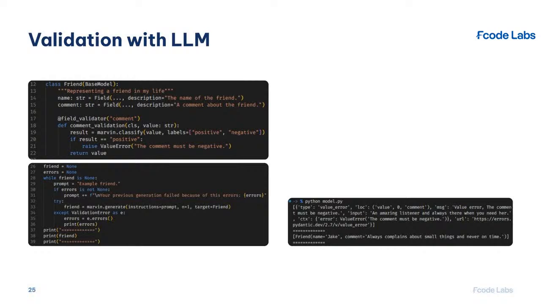And in the same loop, I run this application, and being LLMs are trained to do positive things, the first time it generates a positive comment. The input to the chat generator is: the comment is an amazing listener and always there when you need her. But Marvin identifies it as a positive comment and throws a value error. This error is fed to the LLM the next time, and the next time it has a negative comment. You can see the comment is: always complains about small things and never on time.